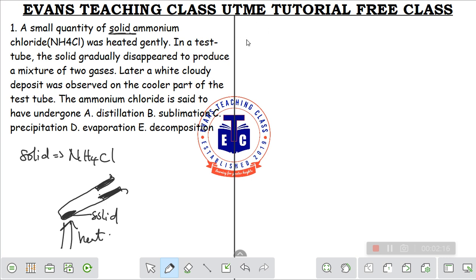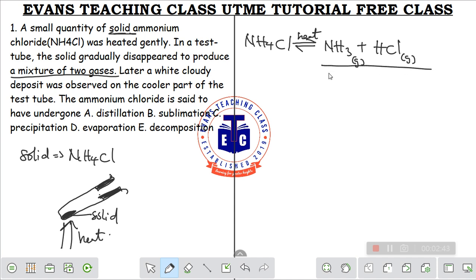So now, whenever you have a question like this, it is ammonium chloride. Whenever you heat ammonium chloride, you need to know that what is going to be released is ammonia and hydrochloric acid. So when they say a mixture of two gases was produced, these were actually the two gases that were evolved: ammonia and hydrochloric acid.